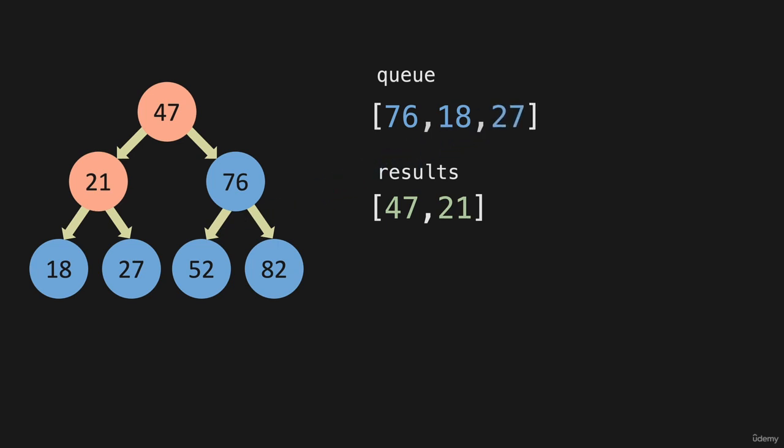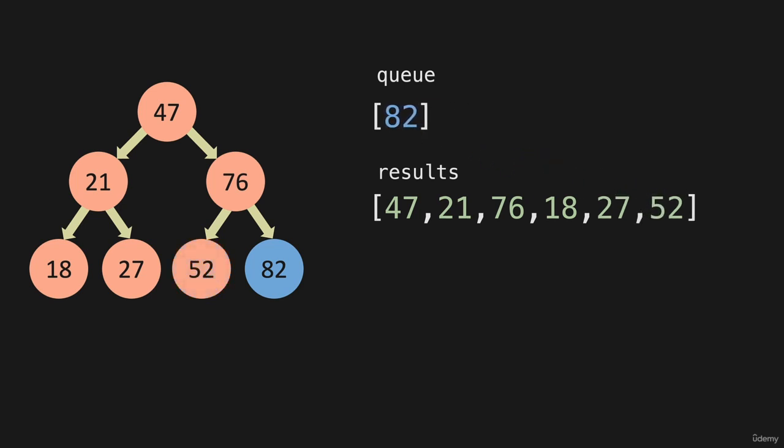And then we do the process again. The 76 gets moved down here. 76 has a node to the left, which is the 52, and it has one to the right, which is the 82. So when we do the process this time, we have a value, 18, but 18 doesn't have anything on the left or the right. So then we move to the 27. The same is the case with that, as well as with the 52 and the 82.